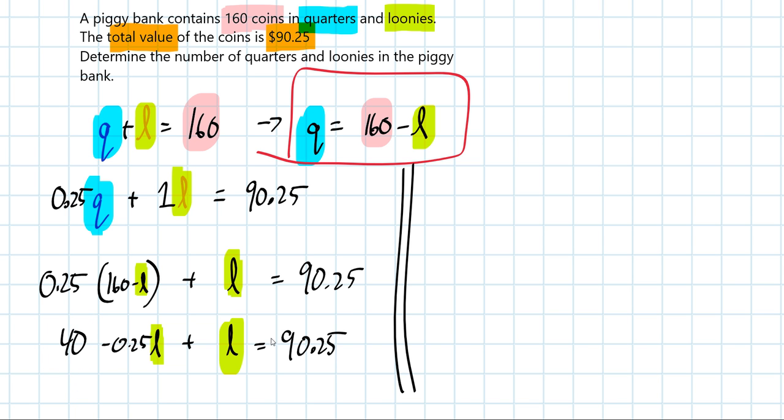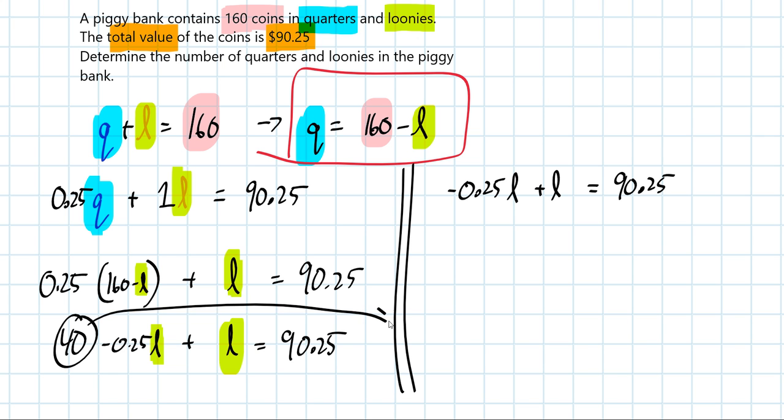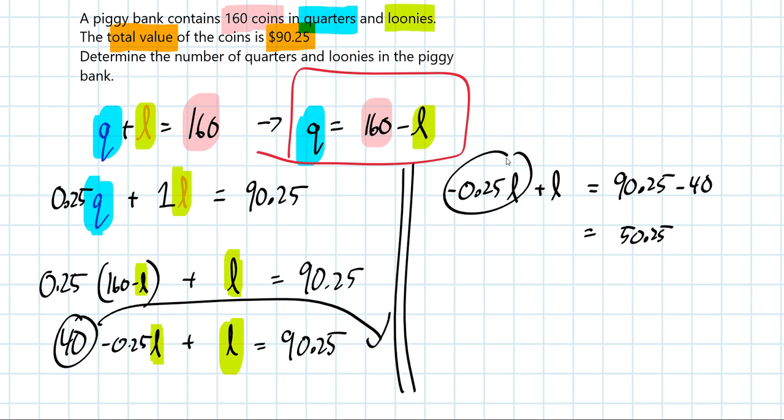So I'll keep my L's on the left. On the left, I've got negative 0.25 L plus L. And on the right, I've got 90.25. And I'm going to bring this 40 over to the right with the rest of the other numbers. So as it comes across, it's going to turn negative. So 90.25 minus 40 is going to be 50.25. And negative 0.25 L plus 1 L, these are, again, just still the same L's that they've been all along, is going to be 0.75. Right? Negative a quarter plus 1 is 3/4.